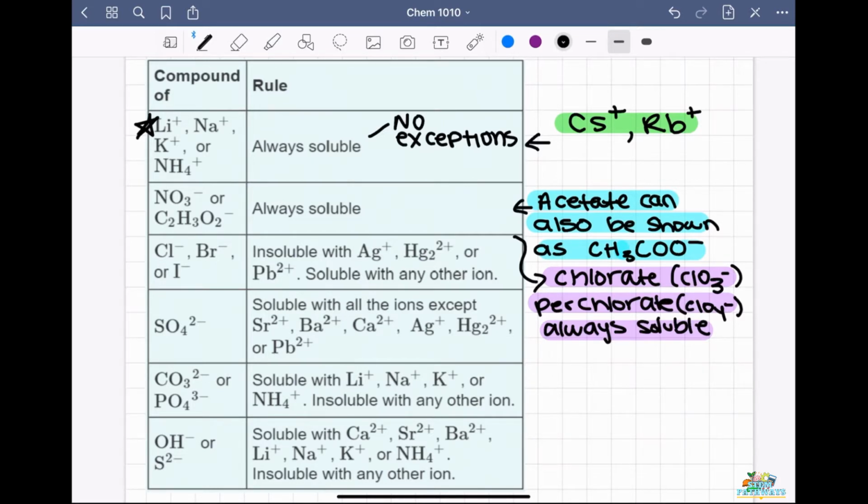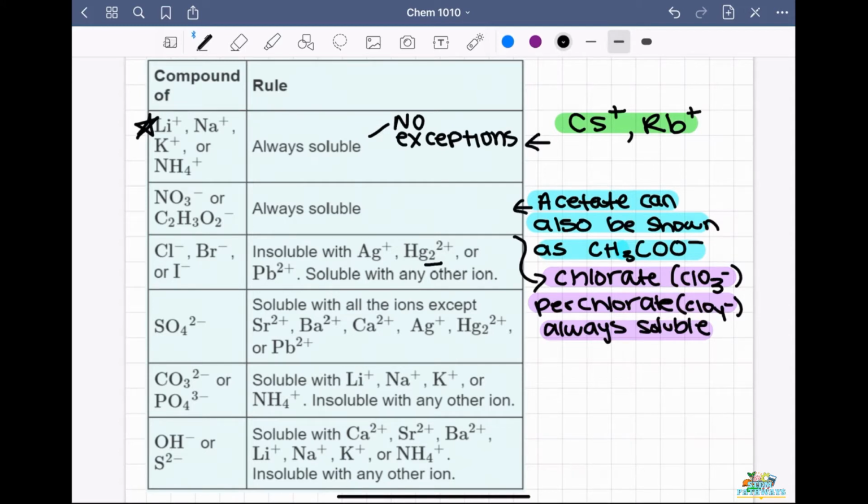Our next rule, we have a few halogens right here. We have chlorine, bromine, and iodine, which are always soluble with any ion except silver, mercury with a 2 subscript, or lead with a +2 charge. It's also very important when looking at any reactions to notice what charges they may have. So if lead did not have a +2 charge, then it would be considered soluble if it was with bromine, iodine, or chlorine.